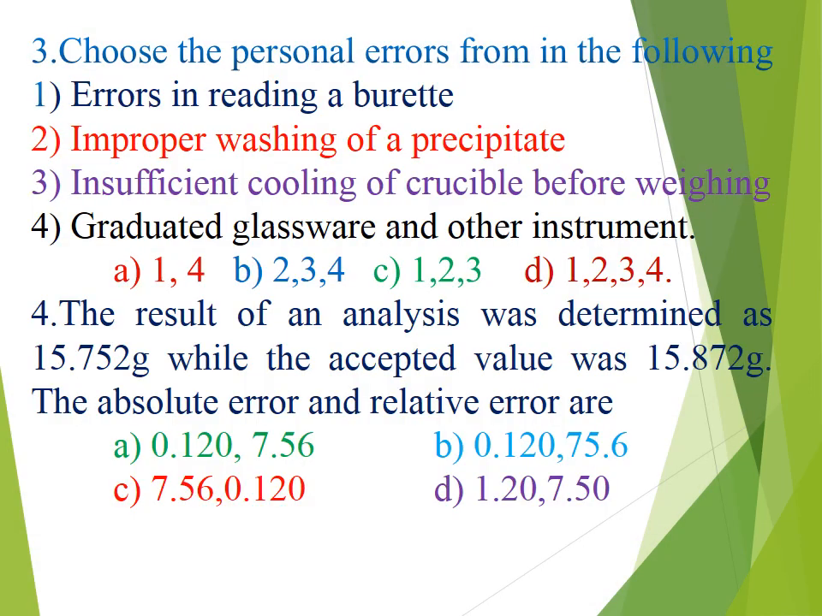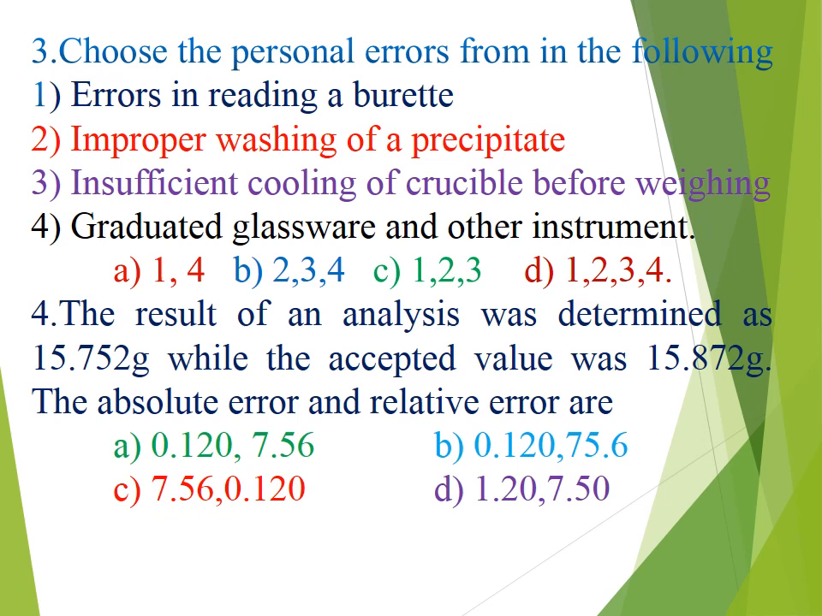Choose the personal errors from the following. 1. Errors in reading a burette. It is a personal error. 2. Improper washing of a precipitate. Personal error. 3. The insufficient cooling of crucible before weighing. It is also a personal error. The graduated glassware and other instrument error is not a personal error. Therefore, the correct option is 1, 2, 3.